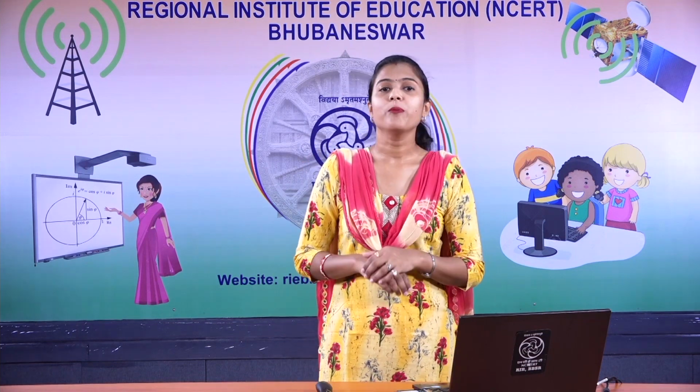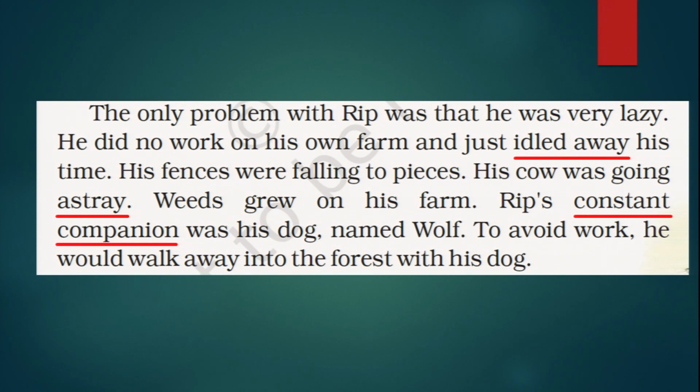The only problem with Rip was that he was very lazy. He did no work on his own farm and just idled away his time. His fences were falling to pieces. His cow was going astray. Weeds grew on his farm. Rip's constant companion was his dog named Wolf. To avoid work, he would walk away into the forest with his dog.